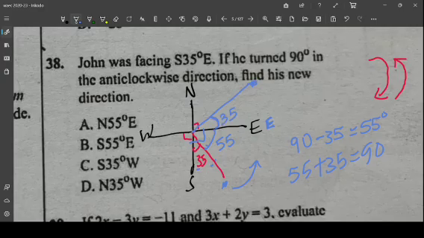But how do I write it? I can't say it's 35 degrees north. No, we read it from the north to the east. So it's going to be north, whatever is remaining here to get to the same line. Out of 90 in total, he has moved 35 already. What's remaining here? 55 degrees. So the answer is north 55 degrees east. That's his new position. Option A.